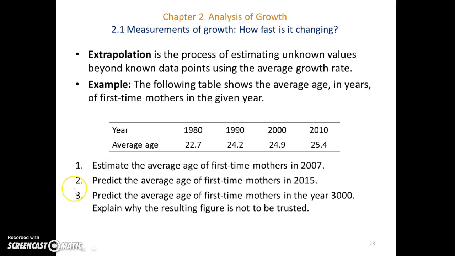Notice that in part 2, we're to predict the average age of first-time mothers in 2015. This is outside of the data points. It's not between 1980 and 2010, but outside of these years. So we're extrapolating. If we were to find the average age of a first-time mother in 1991, we would be interpolating.